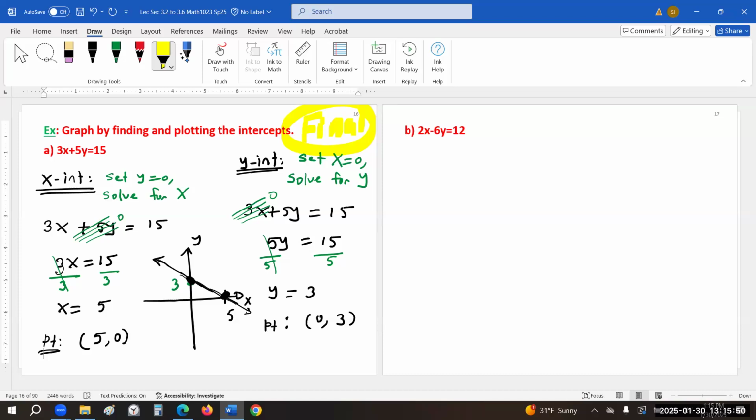Let me count again. 1, 2, 3, 4, 5, 6, 7. 24 students, but 19 signed in, and everybody signed in. Well, let's see. 1, 2, 3, 4, 5, 6, 7, 8, 9, 10, 11, 12, 13, 14, 15, 16, 17, 18, 19. Who is playing a joke? Who didn't sign in?